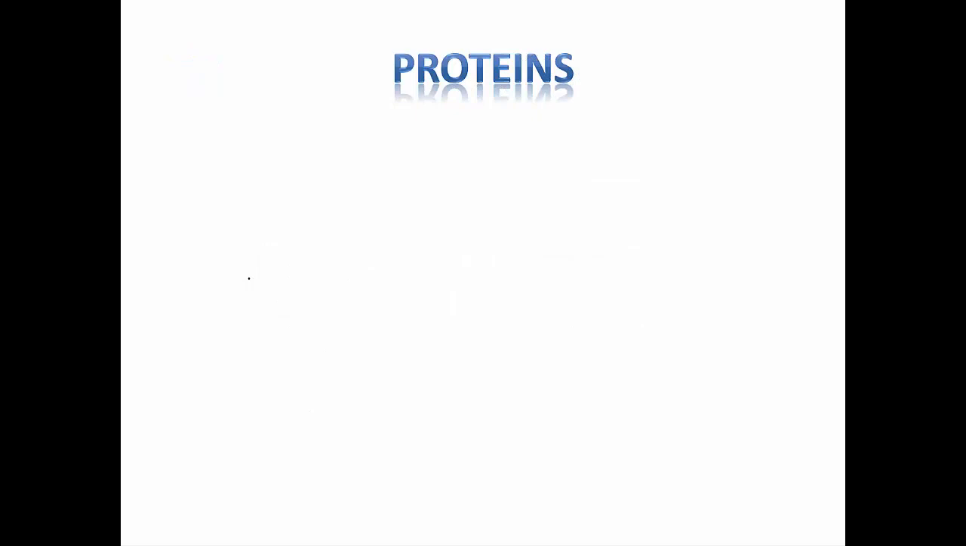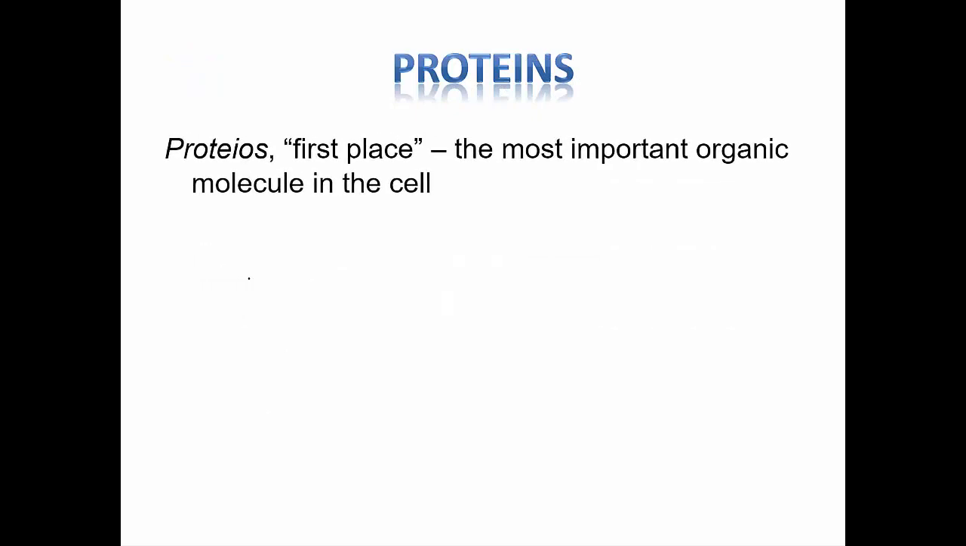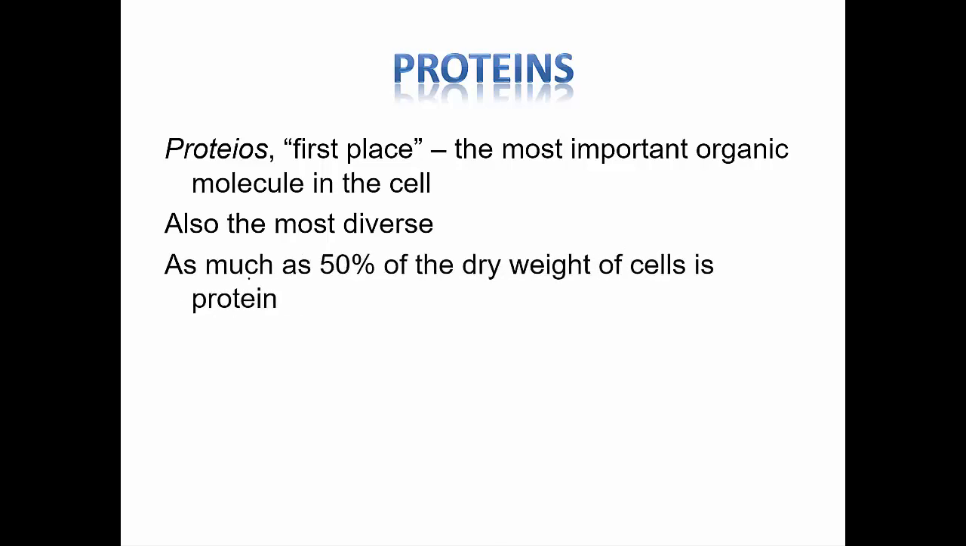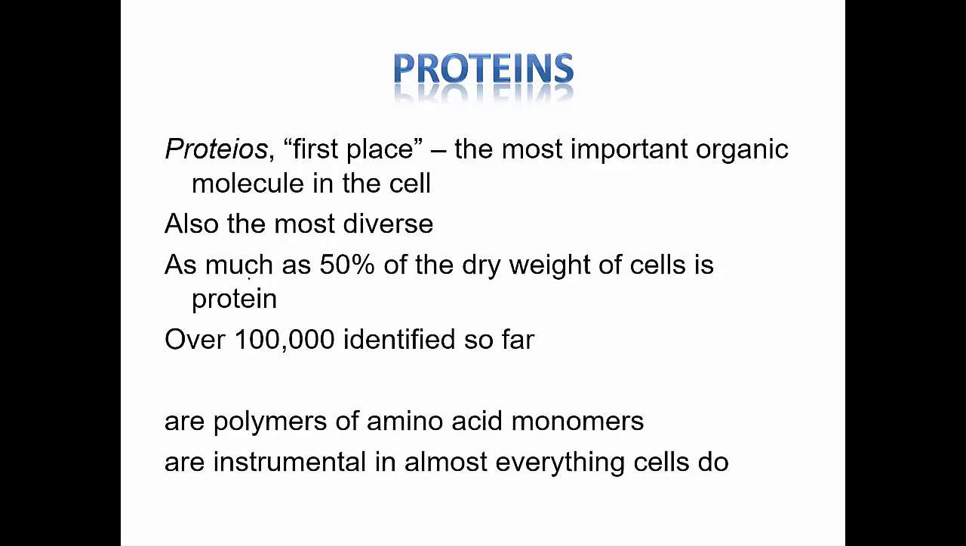All right, proteins. My favorite. The reason they're my favorite is because they are by far the most important molecule in the cell. Proteus literally means first place. They're also the most diverse of all of the different organic compounds that we're talking about. As much as 50% of a cell is made of protein. So these are the big leagues, and there are a lot of them. So far, we've identified over 100,000 different kinds of proteins.